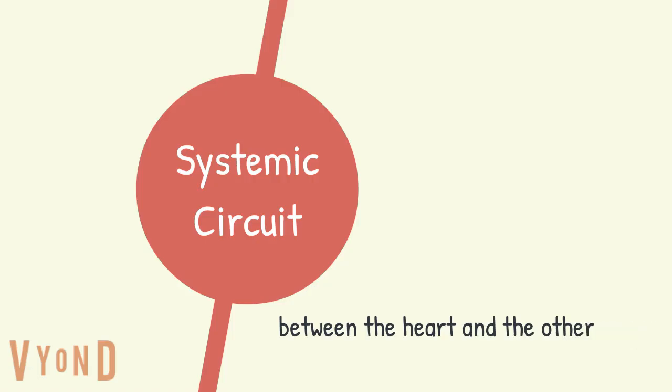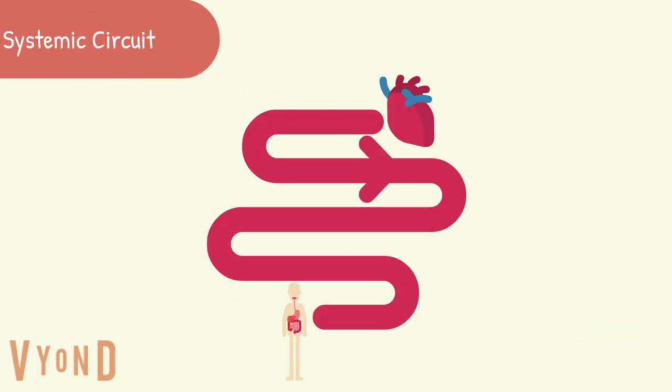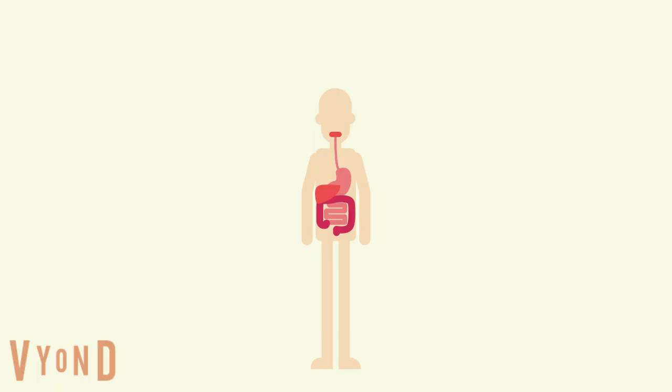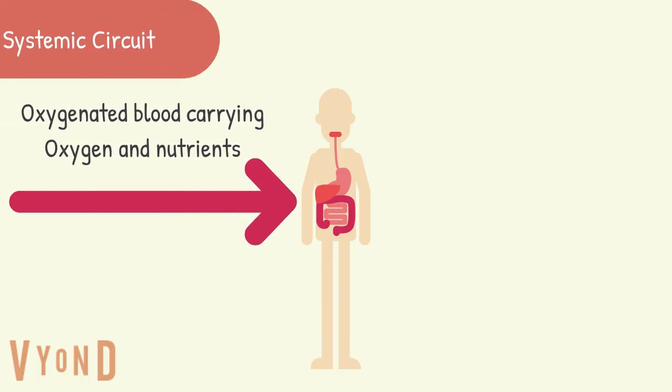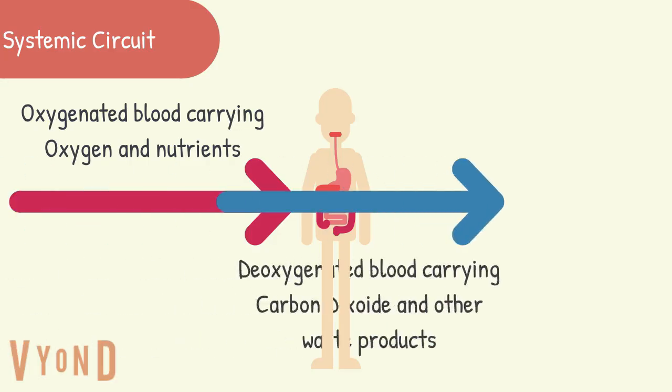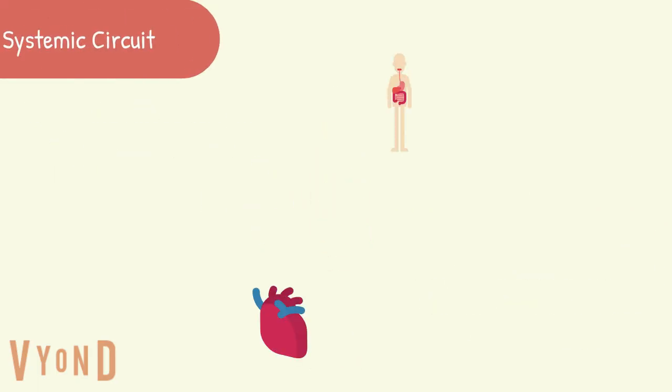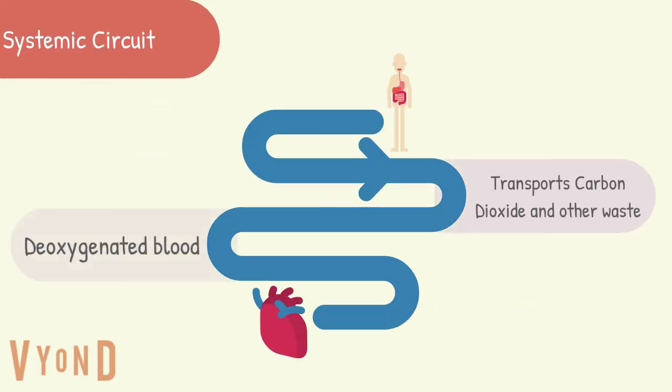In the systemic circuit, oxygen and nutrients are transported to the cells in the body. Once the blood cells have reached the site, oxygen diffuses out of red blood cells and across capillary cell walls to respiring cells that need oxygen, while carbon dioxide and other waste products diffuse into the blood. Deoxygenated blood transports carbon dioxide and other waste products back to the heart.